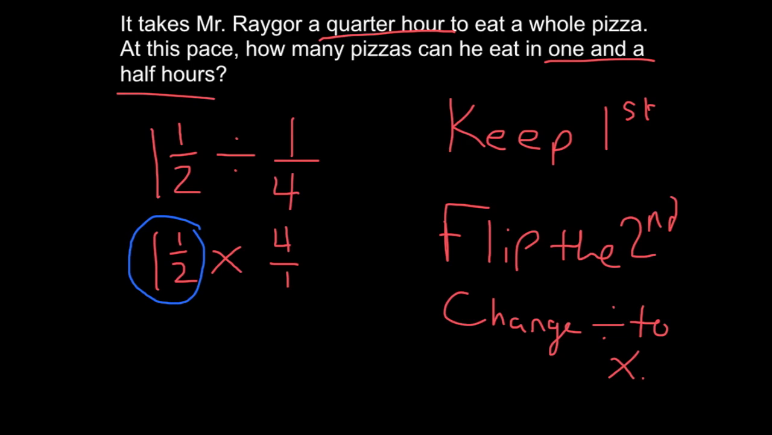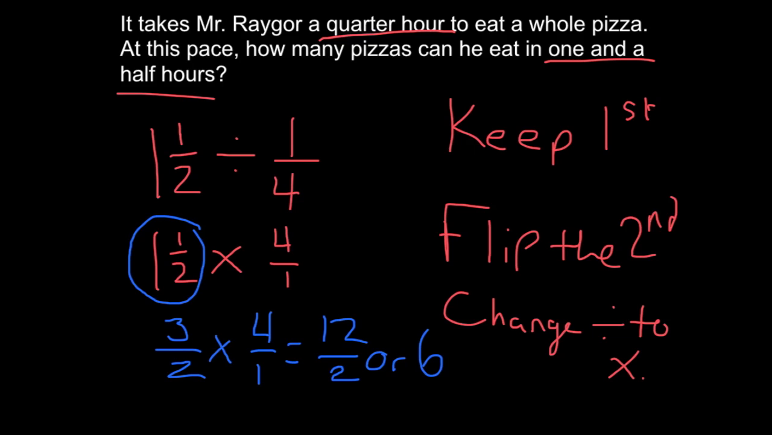When we multiply fractions, we change the mixed numbers to improper fractions, so that's going to be 3/2 times 4/1, which makes 12/2. Or, when it's simplified, how many 2's go into 12? That's 6 pizzas.